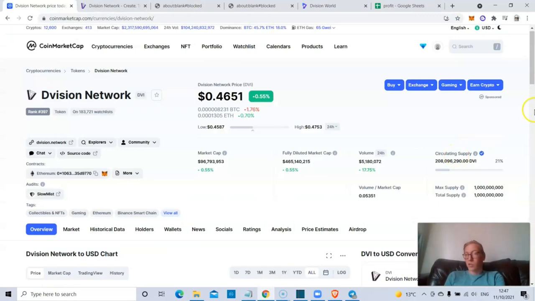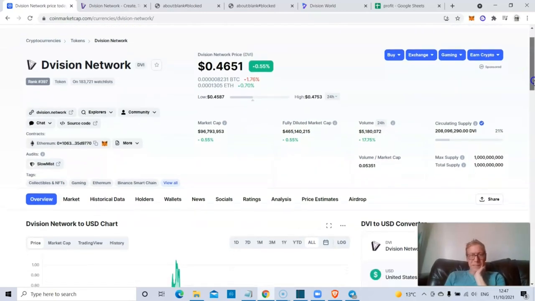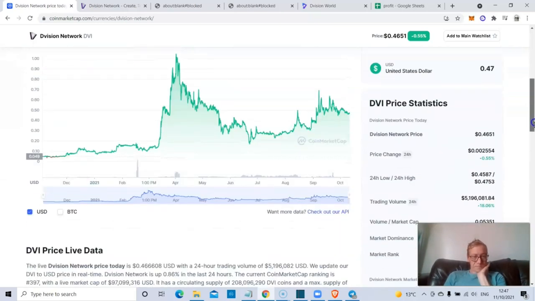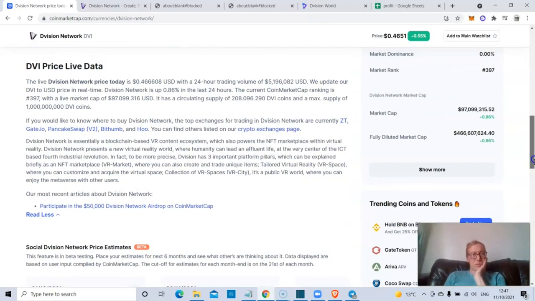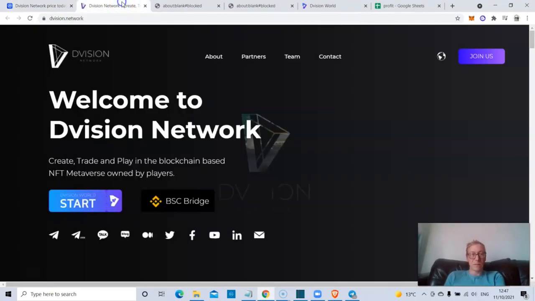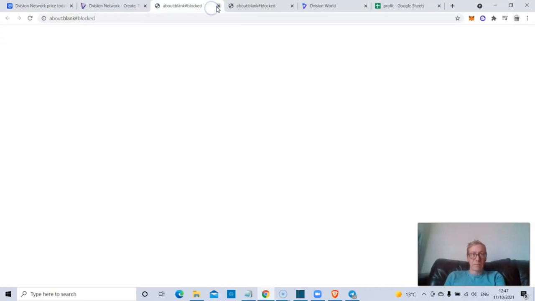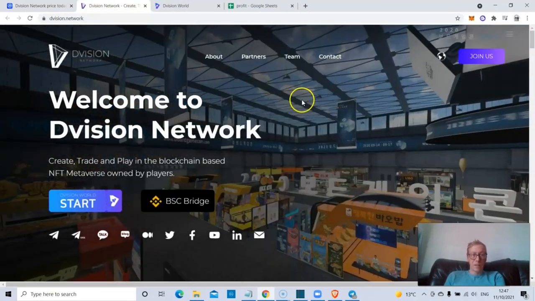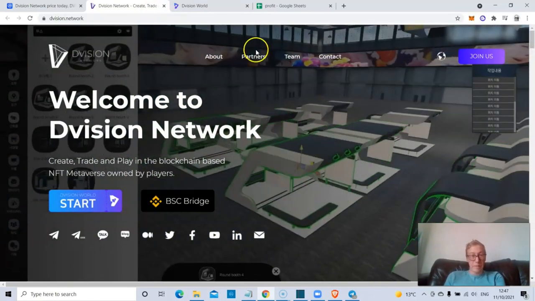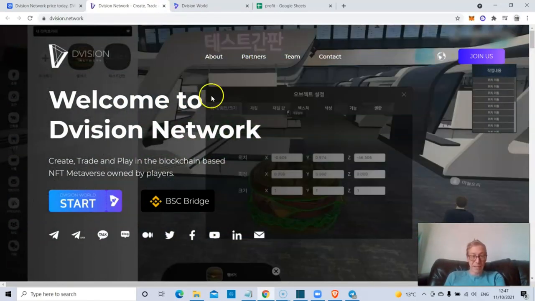Right, Dvision Network's done about 10x so far this year. Currently priced at just shy of 47 cents. Market cap around 97 million. So Dvision Network is all about virtual reality, a blockchain-based VR content ecosystem. It's built across both Ethereum and the BSC chain.